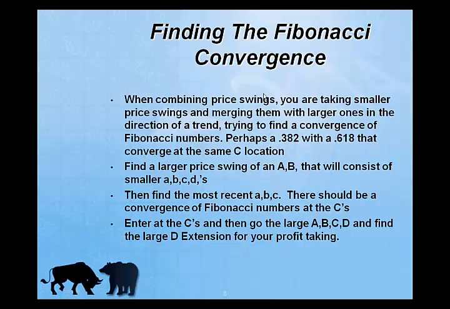Now, when combining these smaller price swings and merging them with larger price swings, we're trying to find a convergence, perhaps a 382 with a 618 that converges at the same place, the C. So we find a larger price swing of AB that will consist of smaller ABCDs. Then we find the most recent ABC, and there should be a convergence with a Fibonacci number. We could also find a convergence with a pivot point level. And we enter at C and then go into the large ABCD and find a large D extension for taking our profit.